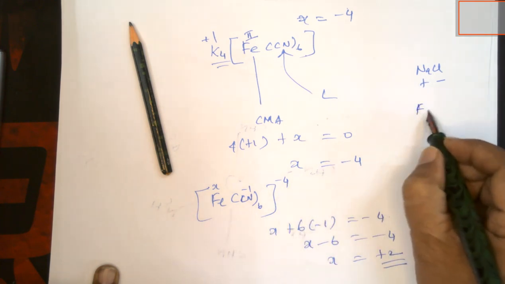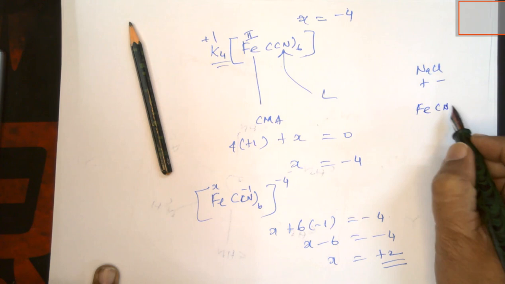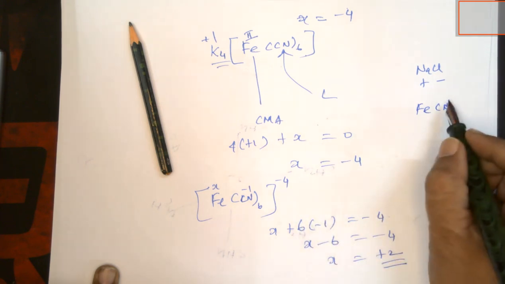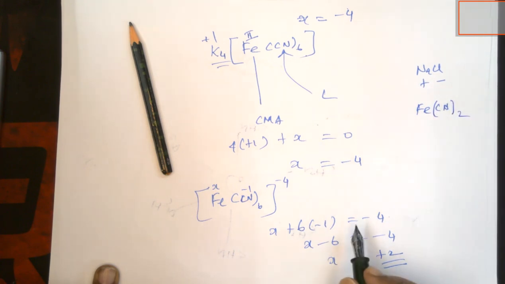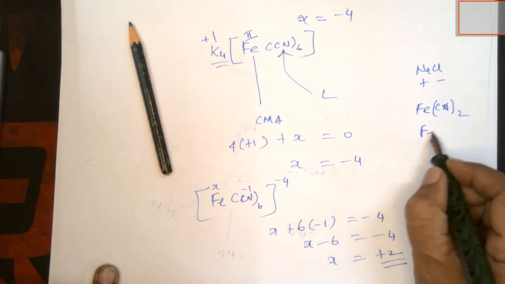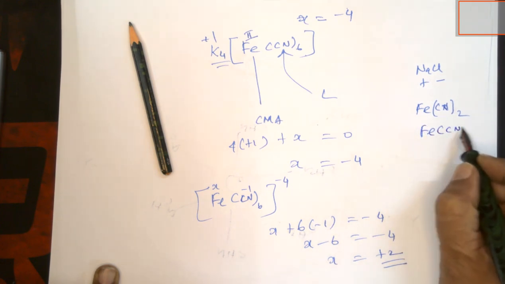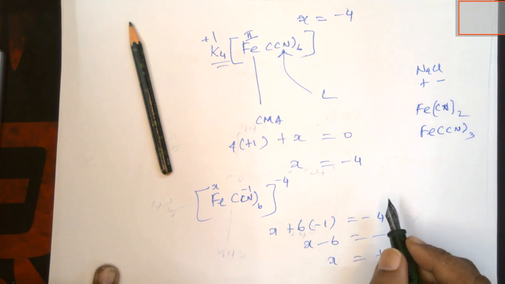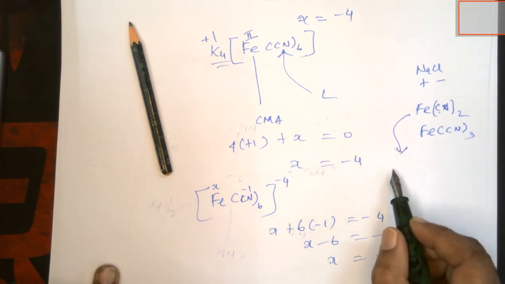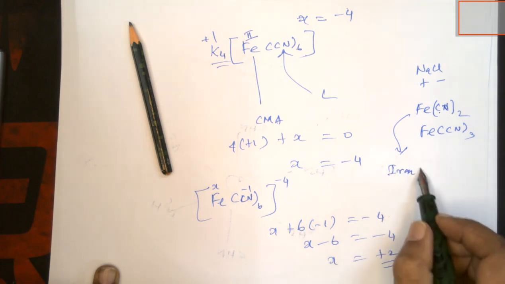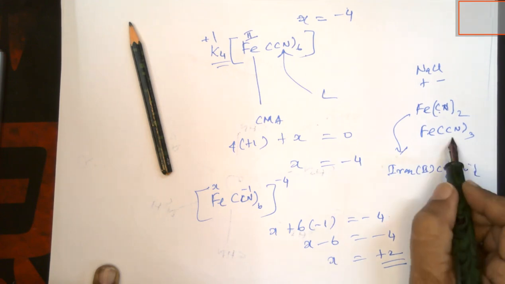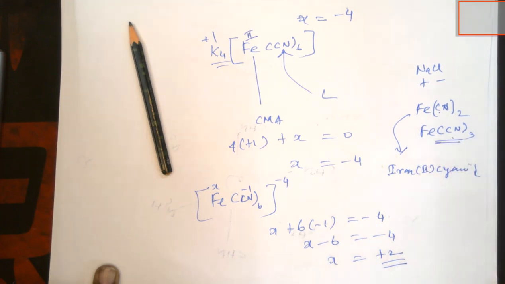For example, you have Fe(CN)2. What is this? Ferrous cyanide. Fe(CN)3 is ferric cyanide. Are you able to follow? This is ferrous, so nowadays it's called iron(II) cyanide. Similarly, iron(III) cyanide, this one, right?